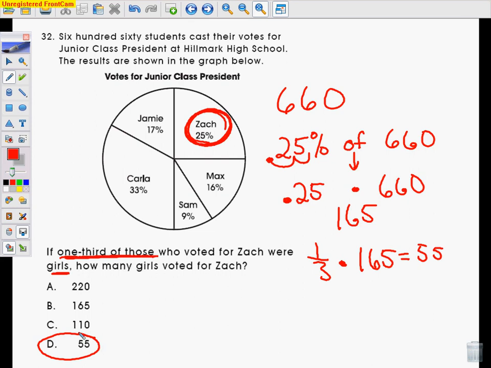Notice in this problem though that they put some choices in here that could have distracted you. Mainly this one right here. A lot of students would have got this answer of 165 and they see that number and automatically put, oh, it has to be B. No, remember, you had to go all the way. 25% of the total population was 165. 1/3 of those is what we were looking for. 1/3 of those who voted for Zach were girls. So it had to be D.